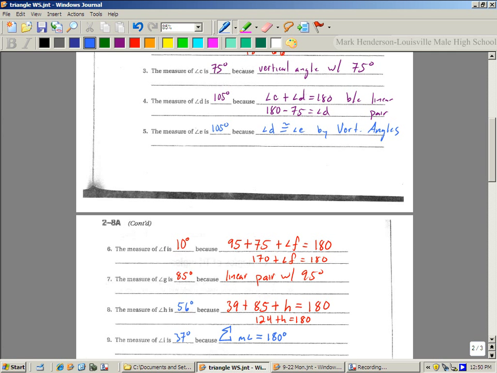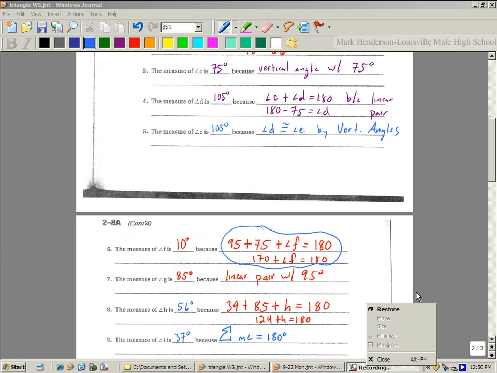Is it okay if we wrote it out, not a lot, but a little bit? Yeah, that's fine. I didn't do angle F plus 75 plus 95. I just did 95 plus 75 and then subtracted that from 180. Yeah, that's fine. Did you write that? Is that what your because was? Yeah, then that would be okay. Any other questions? All right, good.